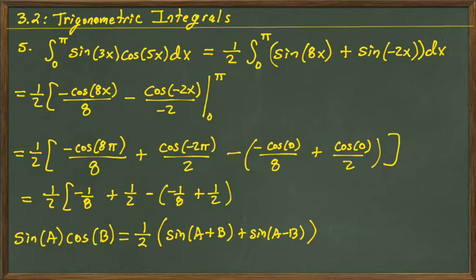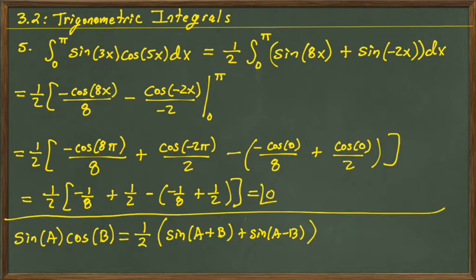And so we are subtracting the same number from itself, and that's going to end up being 0. So this integral ends up being 0. Okay, we're going to look at one more example here, and we're going to look at finding the integral of secant cubed x dx.